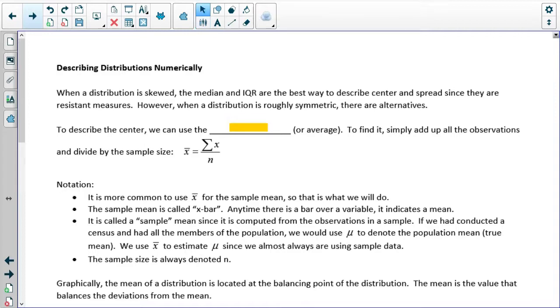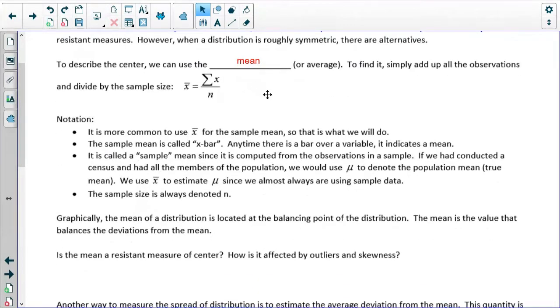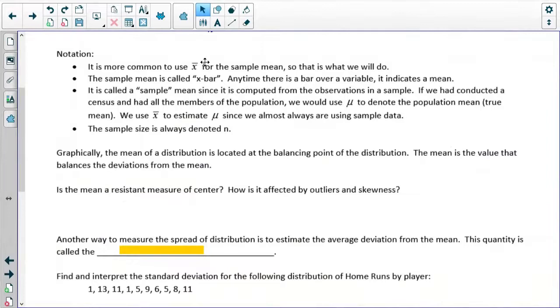When a distribution is skewed, we definitely want to use median and IQR. But if it's roughly symmetric, we can use the mean, so we can add them all up and divide by n. We use x bar to represent the mean of a sample. And then we use mu, which is a Greek letter, to refer to the mean of a population. It's very hard to actually find the mean of a population unless you take a census or your population is pretty small. So we typically do x bar in this case.